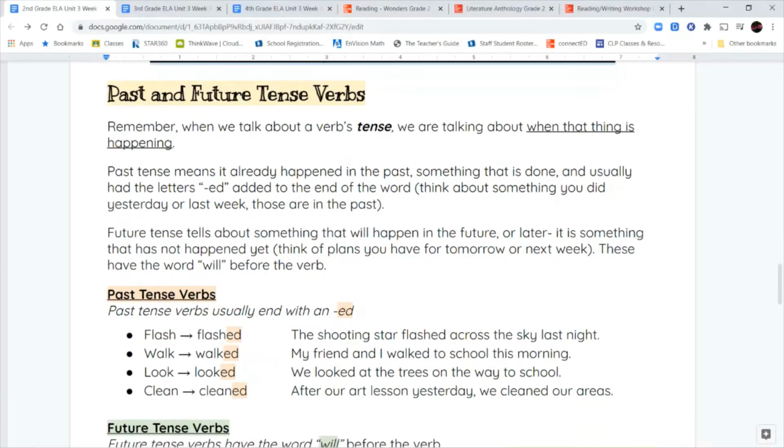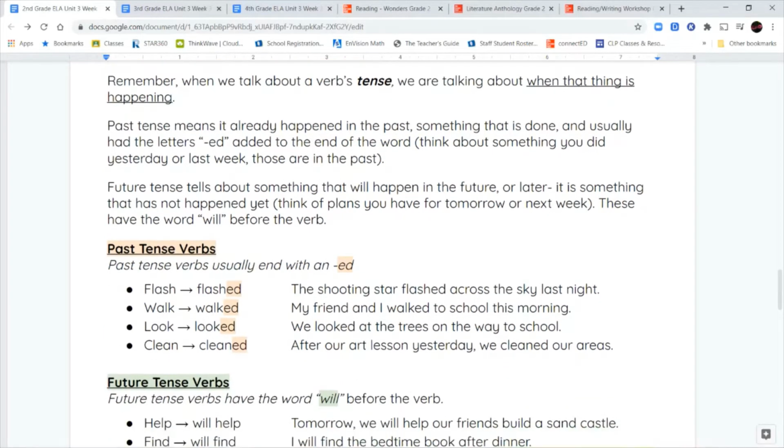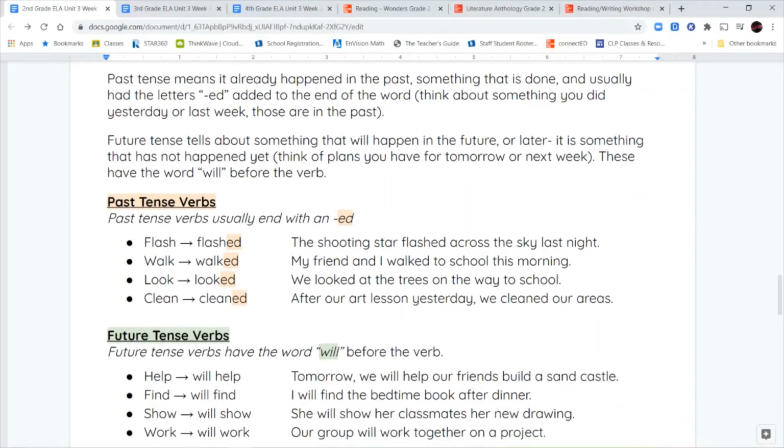For future tense verbs, we're going to be talking about things that are happening in the future. Now, what does that mean? Future means something that has not happened yet, so something that you're planning for. So think about if you have plans to visit your neighbor tomorrow, or maybe you're going to your cousin's house next week. These are plans that are in the future. Now, when we're talking about things in the future, we add the word will before our verb. So we will do something. That's how we show that we're planning for it.